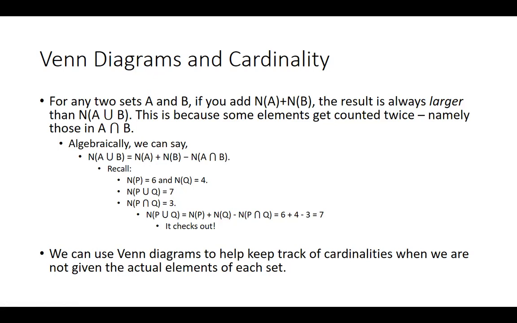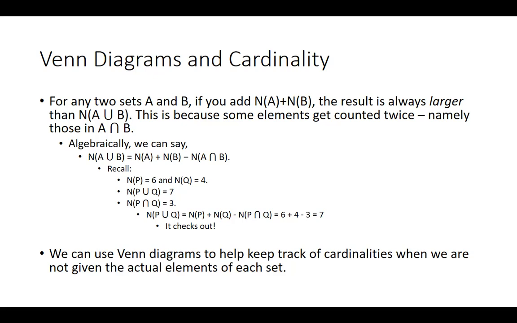For any two sets A and B, if you add the cardinality of A and the cardinality of B, the result is always larger than the cardinality of the union. This is because some elements get counted twice, namely those in the intersection. If it's in the intersection, that means it's in both. If it's in both, then you're counting it twice.